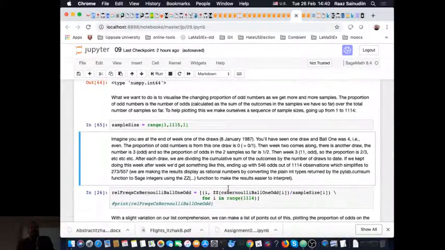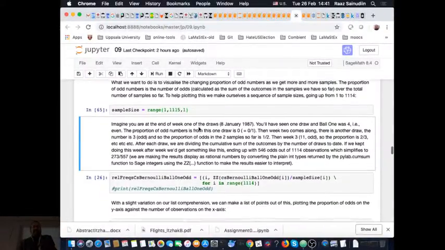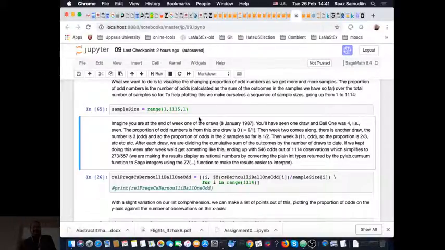Okay, so first I'm going to create my sample size as a list that starts at 1 and ends at 1114, because that's my sample size, right? Every week or whatever the lotto happened for several years. So now I have my sample size n defined as a list.